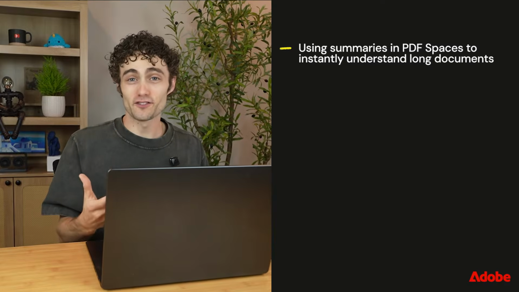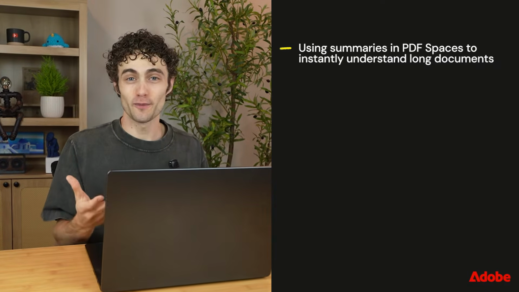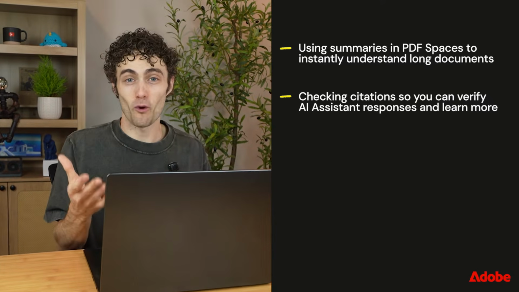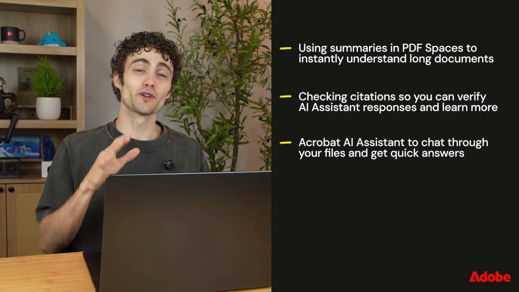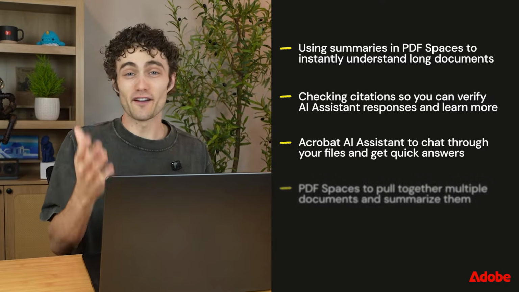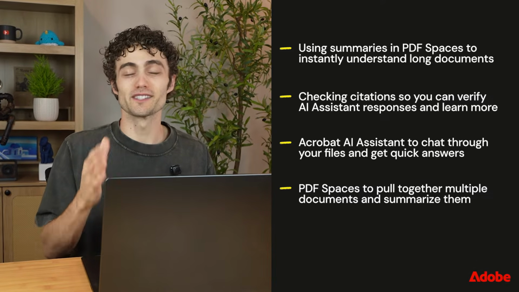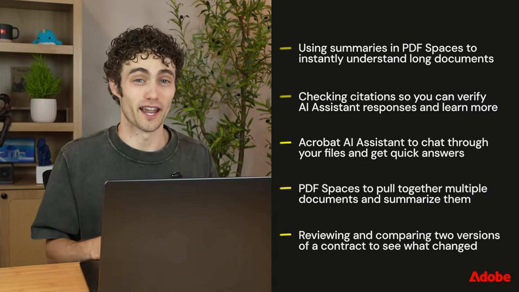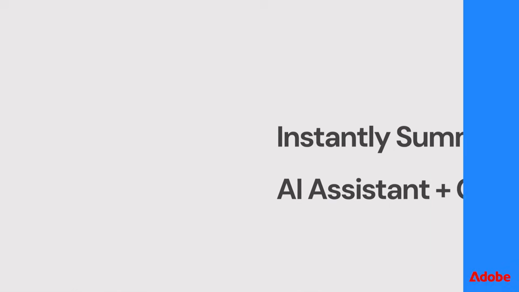Using summaries and PDF spaces to instantly understand long documents, checking citations so you can verify AI Assistant responses and learn more, Acrobat AI Assistant to chat through your files and get quick answers, PDF spaces to pull together multiple documents and summarize them, and reviewing and comparing two versions of a contract to see what changed. By the end, you'll see Acrobat Studio isn't just for viewing PDFs anymore. You can use it as the best AI workspace for reviewing documents, but let's jump right in.